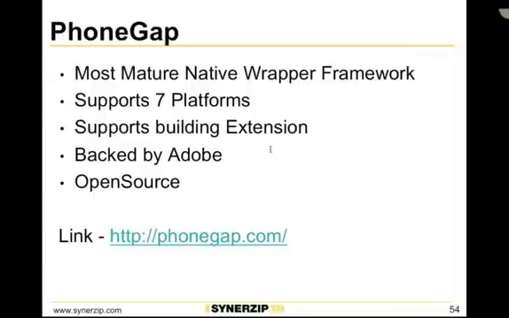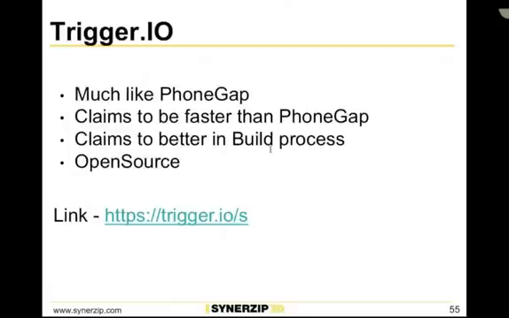PhoneGap is the most mature native wrapper available out there. It's been there for more than 2 years, I guess. It supports 7 platforms. It supports building extensions. It has a great plugin framework. It was owned by Nitobi. It's now been purchased by Adobe, and it's open sourced to Apache. PhoneGap has also been renamed to a project called Apache Cordova.